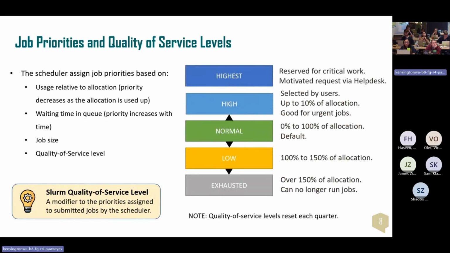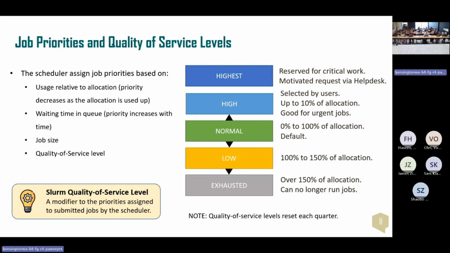And so we have these quality of service levels. As I mentioned, normally it's at normal until you run out of allocation, and then it drops down to low. And so your jobs will only run if no one else is running at normal or higher. Once you've finished your allocation and some, eventually you'll no longer be able to run jobs.